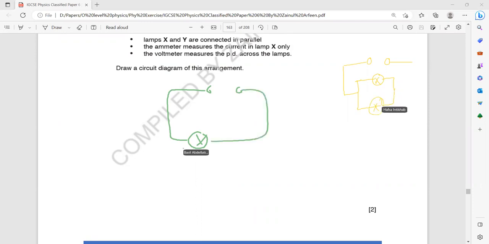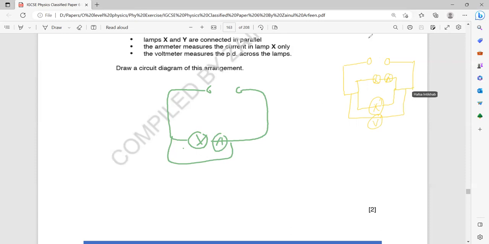Then the ammeter is just to measure the current in one of the lamps in X, because the ammeter measures the current in lamp X only. Yeah, that's right. This was correct when you drew the ammeter here. It was right. And you need a voltmeter to measure voltage across both of them. So this is fine, and so even this is fine.